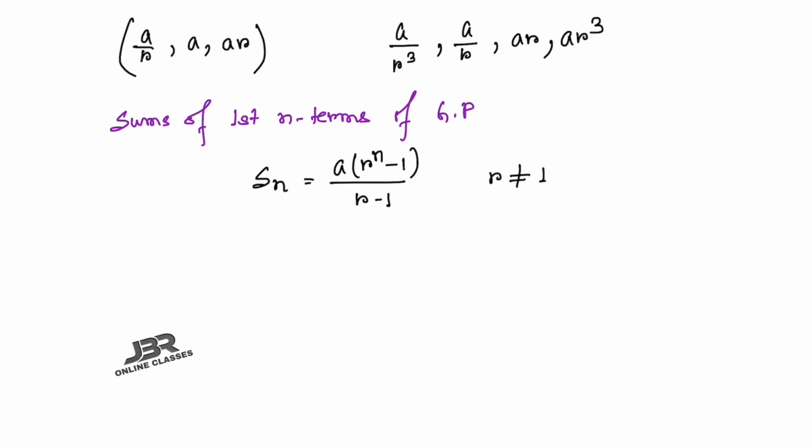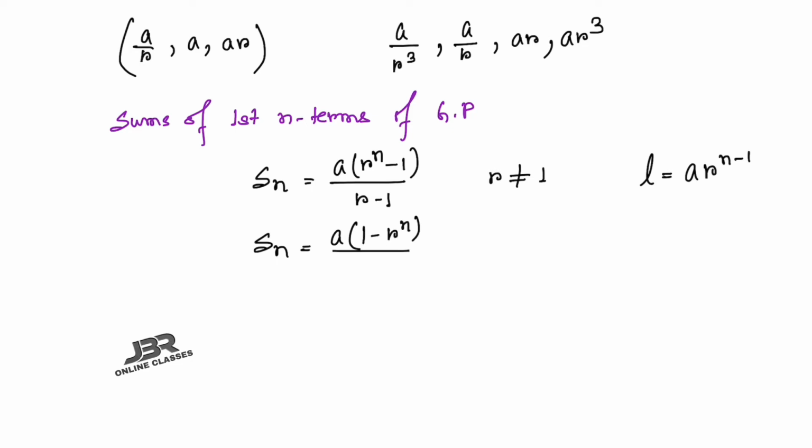Okay, is it clear? Now if l is the last term, then you know the formula, l equals a into r to the power n minus 1. So you can write Sn equals a, and in the place of r to the power n minus 1, you can also write 1 minus r to the power n.